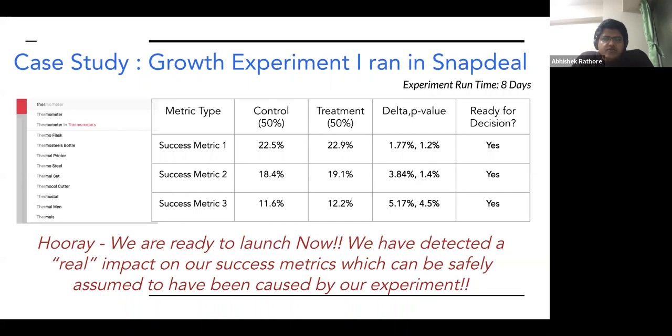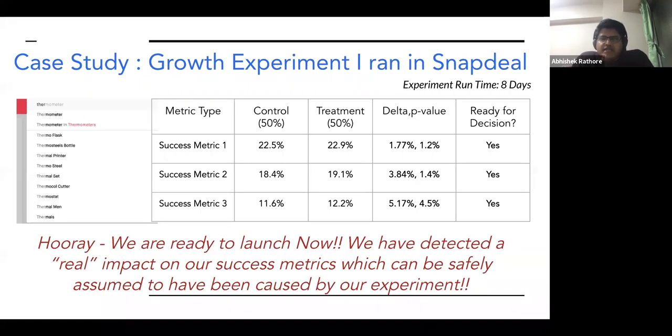So we recommend running experiments for at least 7 days, or one complete weekly cycle, to also compensate for seasonal changes, because we have seen in most e-commerce as well as other digital platforms, traffic varies throughout the week. The types of users vary throughout the week. So a safe runtime period for an experiment is at least 7 days, a complete weekly cycle.